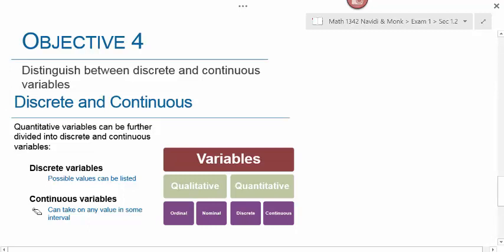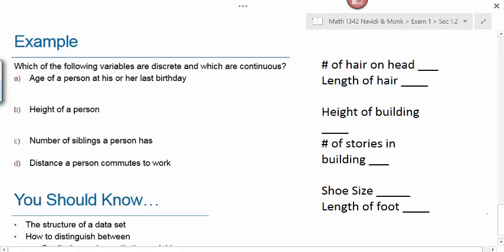You could have a gallon of milk, you could have 1.34 gallons of milk, you could have 1.3459628 gallons of milk. It can take on any value within a continuum. So that means that milk would be a continuous variable, eggs would be discrete. Here's some examples to help us distinguish between continuous and discrete.